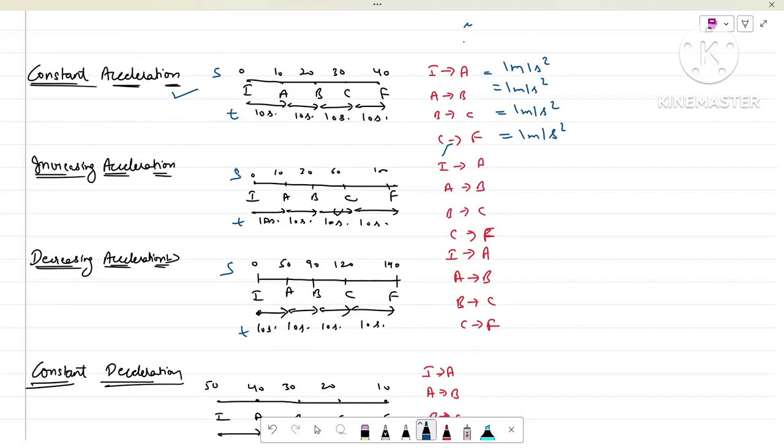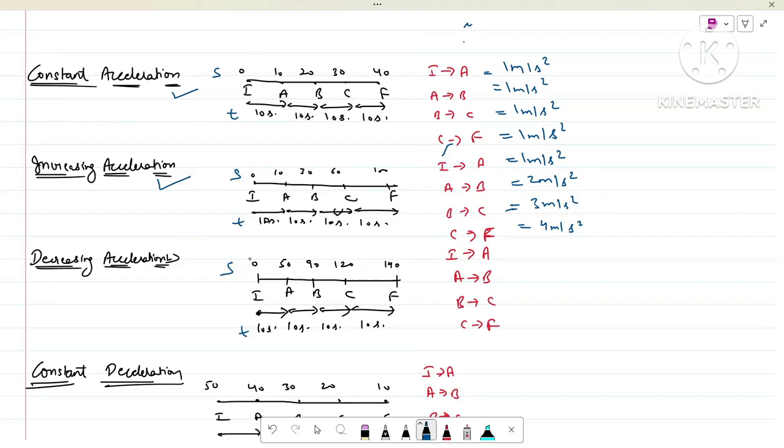Now, what is increasing acceleration? From I to A, change in speed is 10 and time taken is 10 seconds, so acceleration is 1 meter per second square. From A to B, change in speed is 30 minus 10, that is 20 meter per second in 10 seconds, so acceleration is 2 meter per second square. From B to C, change is 30 meter per second in 10 seconds, so it is 3 meter per second square. And from C to F, it is 100 minus 60, that is 40 in 10 seconds, so 4 meter per second square. With the passage of time, acceleration is increasing, so we will say the object is moving with increasing acceleration.